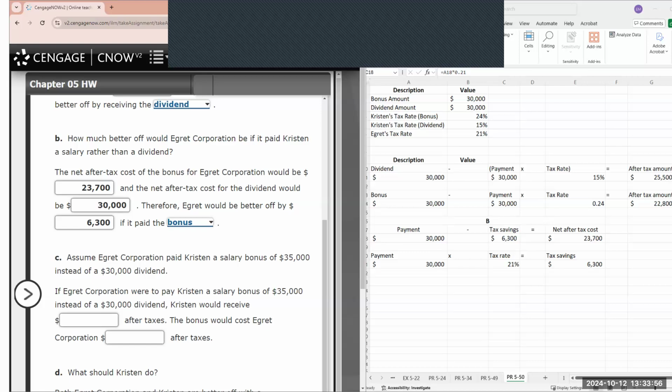But again, we want to make sure that it works for both corporations. So assume Egret Corporation paid Kristen a salary bonus of $35,000 instead of a $30,000 dividend. So again, similar to the fact pattern for which we calculated up above.